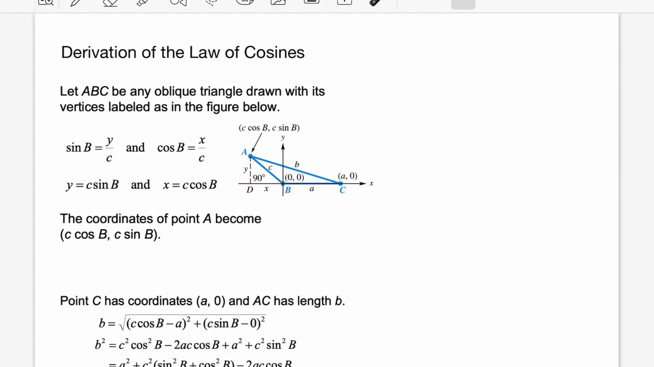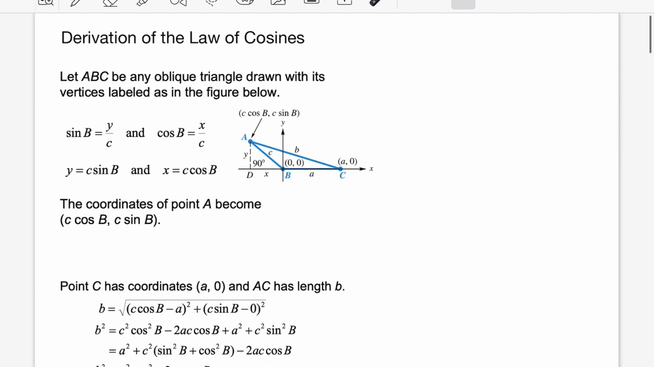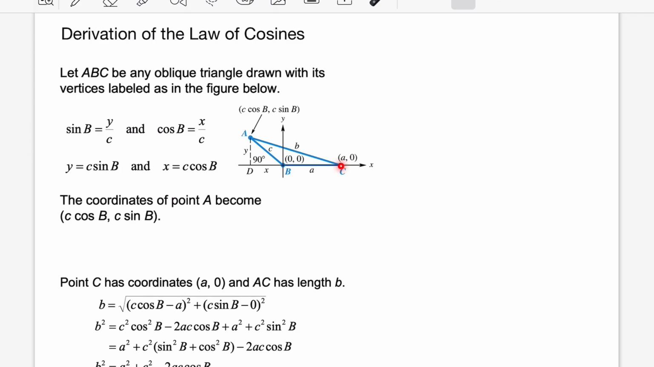Now solving for y and x respectively, notice that y is our vertical component and x is our horizontal component for this point A here. We just found that y is equal to c times sine of B and x is equal to c times cosine of B. So the coordinates of this point are exactly that. Now notice that the coordinates of this point C are (a, 0). a is our horizontal distance and 0 is our vertical distance. We're just on the x-axis.